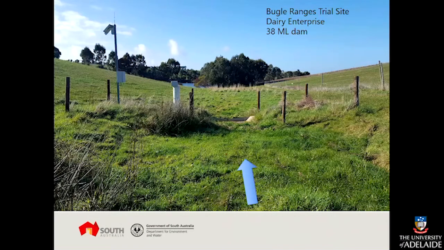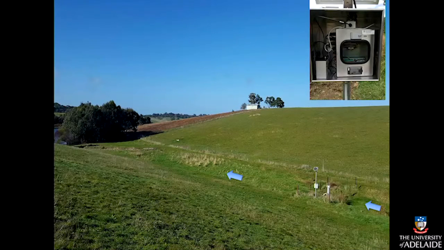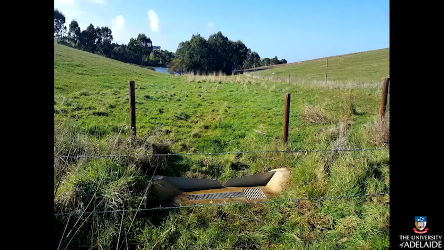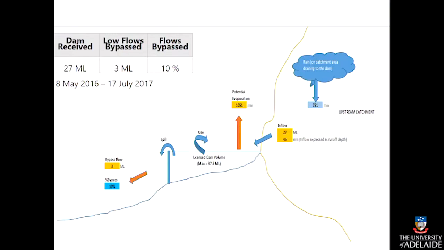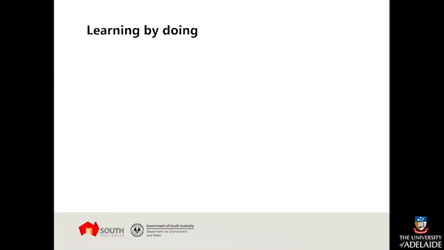Another example here, this one I'll run through quickly. This is in Bugle Ranges. This is a dairy property with a 40 megalitre dam. In this situation, we've got a bypass type device. We've got a weir located upstream of the dam, and we have a bypass pipe that's buried that takes the flow around the back of the dam. This is just a close-up here of what the weir looks like, and this is a device that separates the low flows from all of the other flow, which is able to flow straight across the weir and into the dam. This particular site, for the similar period in time, shows us that around about 10% of the flow was expressed as low flow.